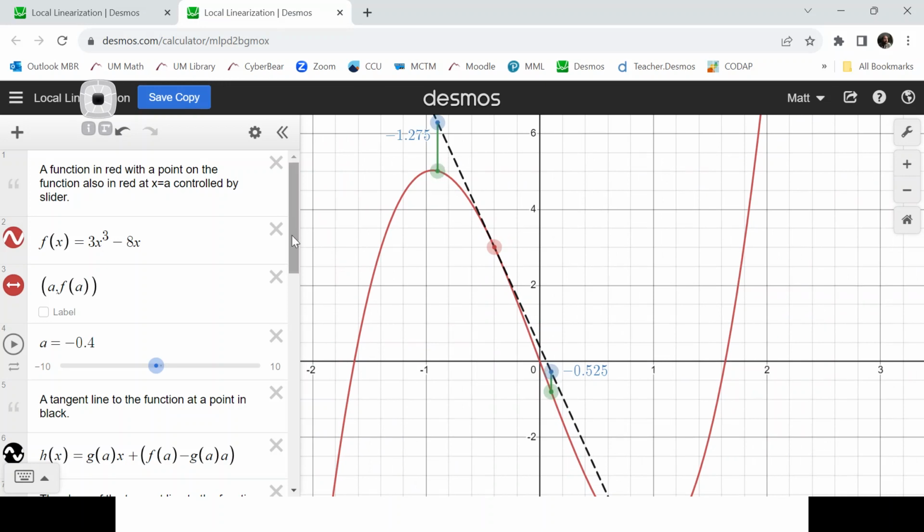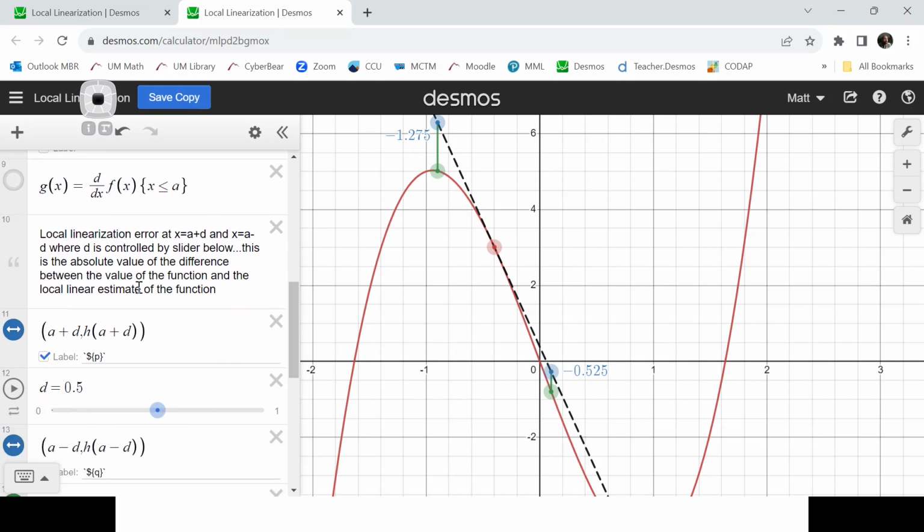If you scroll down on the left, you can see that I've given you the local linearization error at x equals a plus d and x equals a minus d, where d is controlled by the slider below. So d is just the distance from the point of local linearization at which we're inspecting the error. I can make that either smaller or larger. What you can see is that the error is really small when I'm close to the point of local linearization. In fact, it's in the neighborhood of 5 thousandths away from the function. But that's when I'm very close.